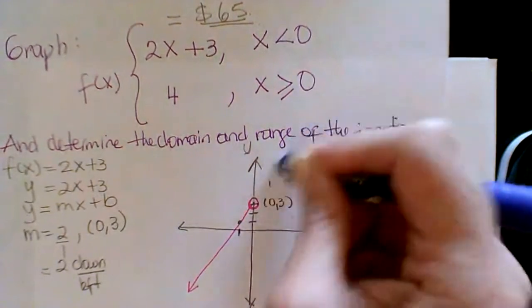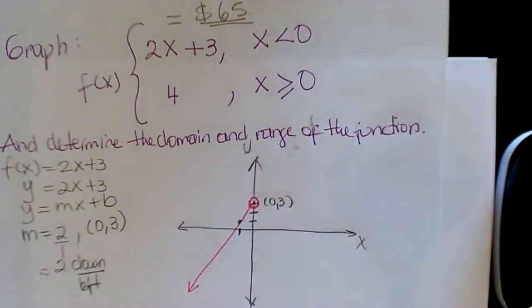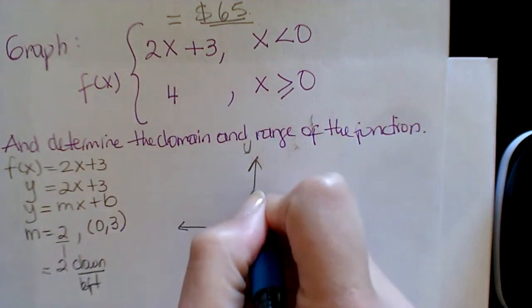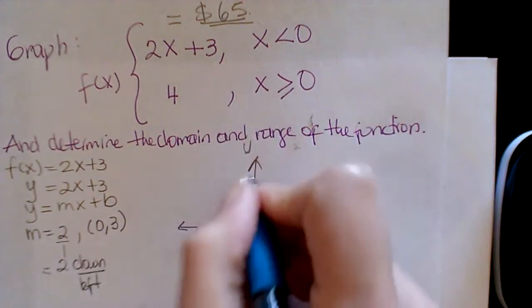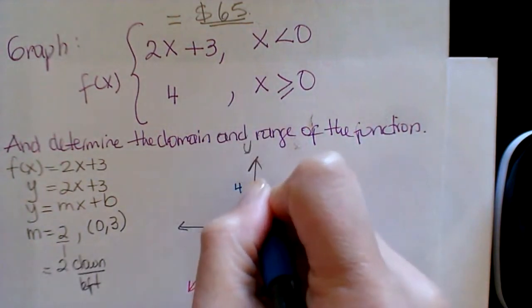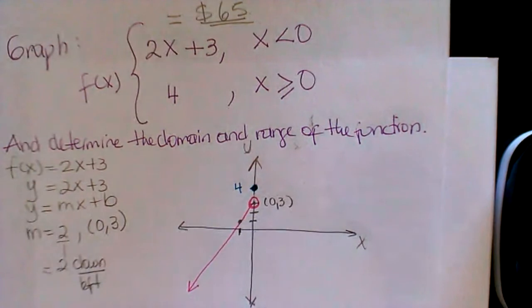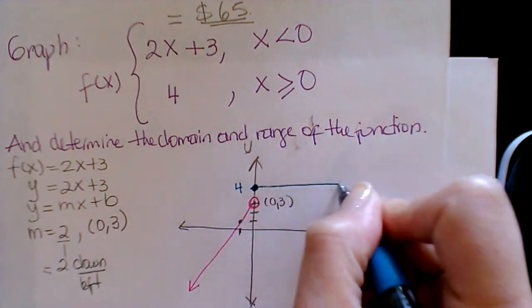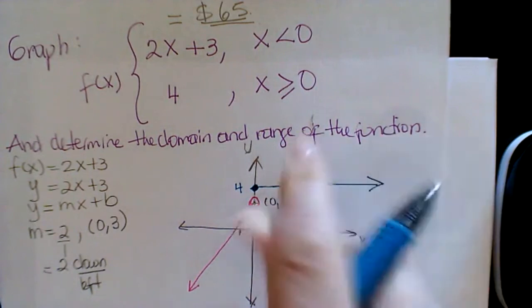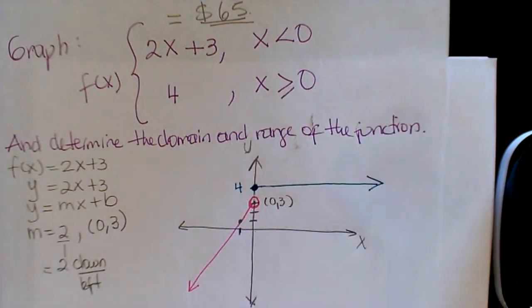Now the other one says the numbers that are greater than or equal to 4. So that means we're including the 4. It's going to be a straight line, and it's all of the numbers that are greater than 4.